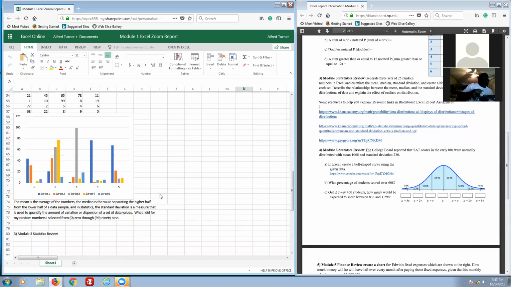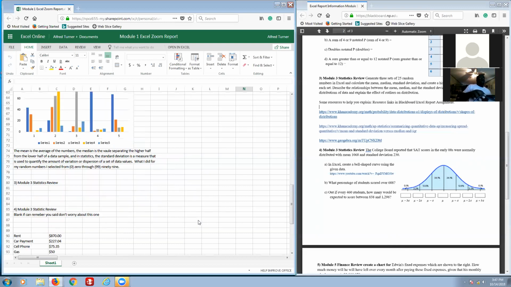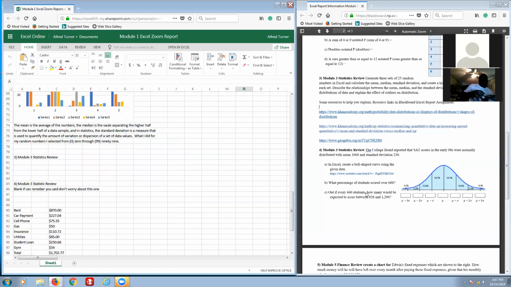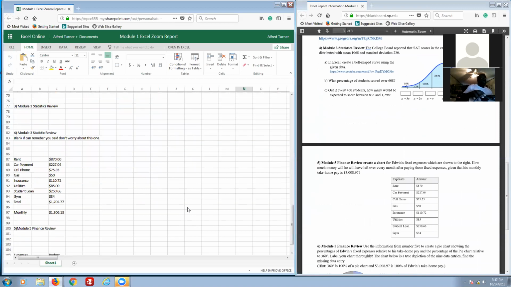Yeah, they wanted me to get the mean, which is the average of the numbers. The median is the value separating the higher half from the lower half of the data sample, and the standard deviation is the measurement used to quantify the amount of variation or dispersion of a set of data values. For my random numbers, I selected from 0 through 99. And number 4, I'm pretty sure you said don't worry about doing this one.